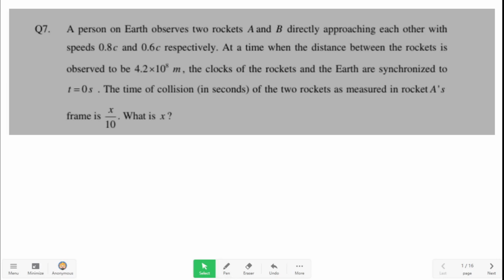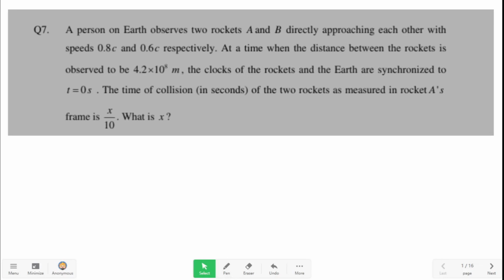Here is a question from JEST 2018. There is a person on Earth and he observes two rockets A and B directly approaching each other with the speeds 0.8 c and 0.6 c.